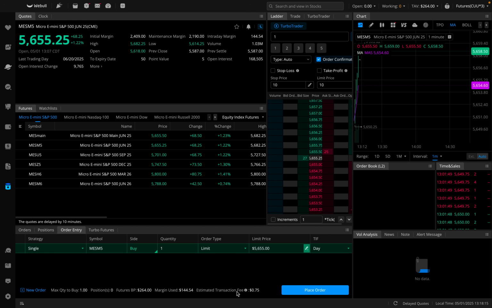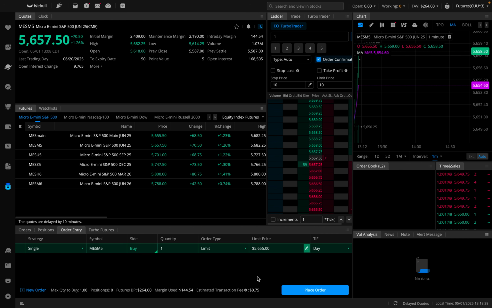As you can see, there is a transaction fee. So there are fees. You should be aware of those. So if we hover over this, we see commission fees, clearing fees, exchange fees, and regulatory fees. So you can read up more on that on Webull's website, but just be aware there are some fees here potentially. Now, again, we would place the order and you would enter the trade.